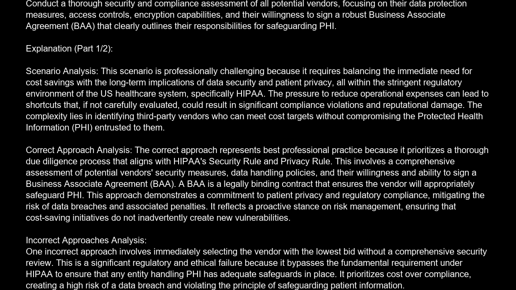Incorrect approaches analysis. One incorrect approach involves immediately selecting the vendor with the lowest bid without a comprehensive security review. This is a significant regulatory and ethical failure because it bypasses the fundamental requirement under HIPAA to ensure that any entity handling PHI has adequate safeguards in place. It prioritizes cost over compliance, creating a high risk of a data breach and violating the principle of safeguarding patient information. Another incorrect approach is to assume that all vendors offering cloud storage have equivalent security standards.